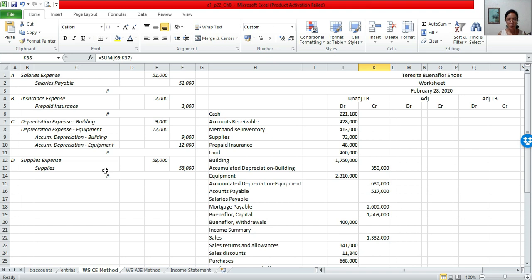Right? So I hope you're still doing well. I hope everybody's doing okay with regards to the unadjusted trial balance as well as the adjusting entries. There is an additional information there that talks about the count of merchandise inventory at the end of the month amounting to 397,000.